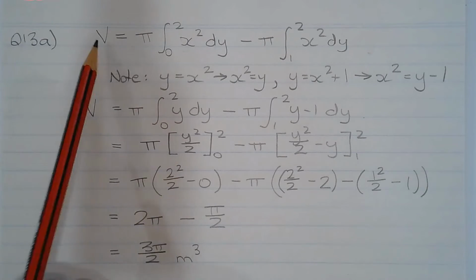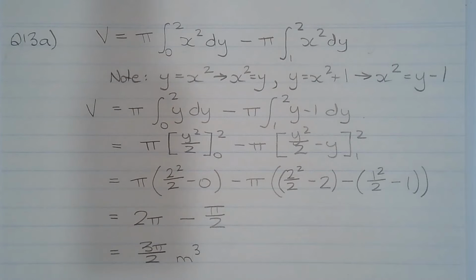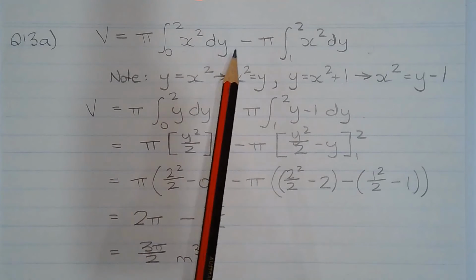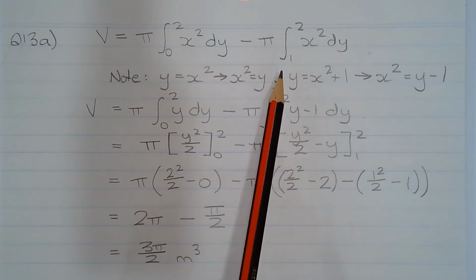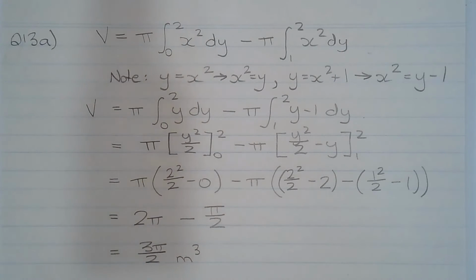The volume V of the sculpture is given by the volume of the outer curve minus the volume of the inner curve. So that's pi multiplied by the integral from y equals 0 to y equals 2 of x squared dy, minus pi multiplied by the integral from y equals 1 to y equals 2 of x squared dy. So this x squared here refers to the outer curve and this x squared refers to the inner curve.